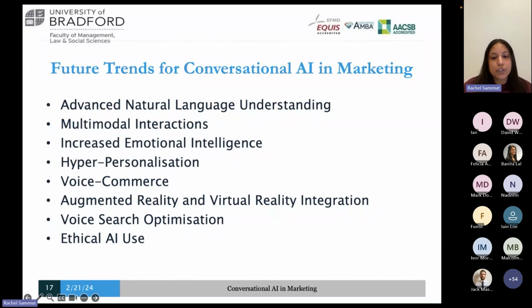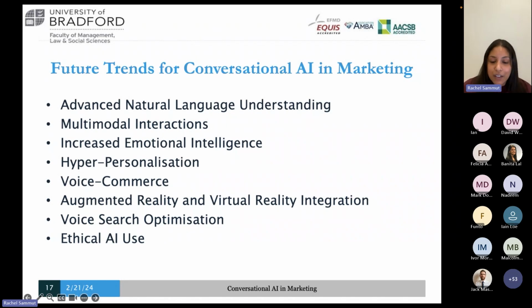So there's kind of several future trends that I think are relevant for conversational AI in marketing. The first of which is advanced natural language understanding. So I believe, and from kind of what we've been looking at, we see future AI systems being better at understanding user queries and context especially, which will of course improve interactions. There's also multimodal engagement. So it's predicted that AI will, of course, support voice, text, image, and gesture inputs over time, rather than just being text or voice, which can help enhance communication across different platforms.